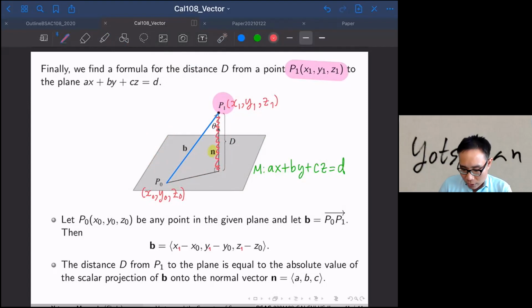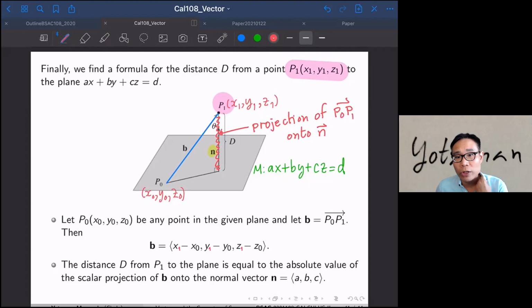This will be the length of the projection vector. This is going to be the projection vector of P0P1 onto the vector n. If you are able to compute the length of this projection, it turns out to give you the distance that you're looking for. So that's the step that we're going to proceed with.